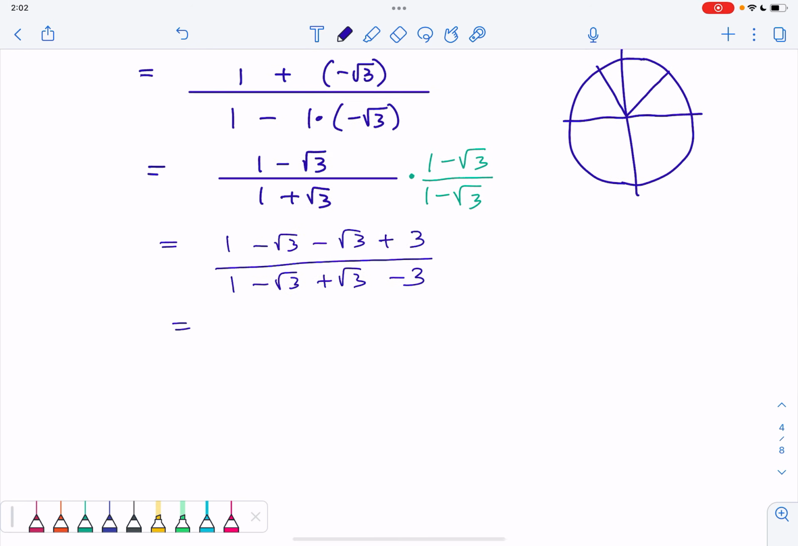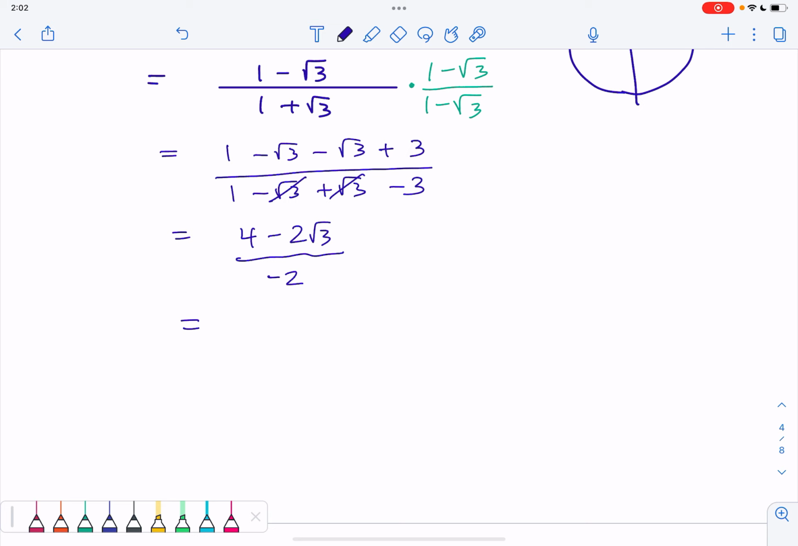So what does this come out to be? Well, it comes out as 4 minus 2 root 3 all over, the radicals cross out in the denominator, so it just leaves us a negative 2 in the denominator. Now, we can take each term and divide it by the negative 2. So 4 divided by negative 2 is just negative 2, minus 2 root 3 divided by negative 2 just gives us negative root 3. So this just becomes negative 2 plus root 3.